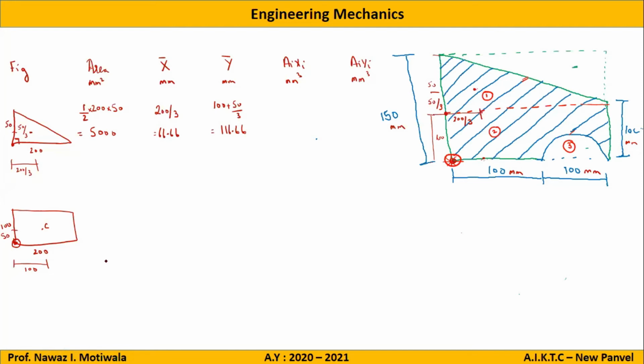Yes. So now my reference point and the rectangle reference point both are one and the same. That means there is no need for any addition or subtraction. Directly I will write x bar is equal to 100, y bar is equal to 50. And the area will be 200 into 100, which is equal to around 20,000. Okay. So let us go to the next part.